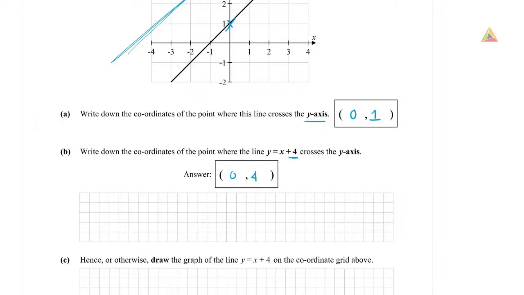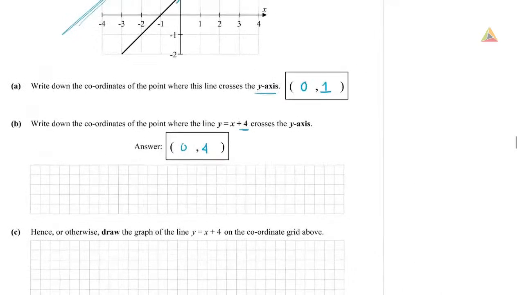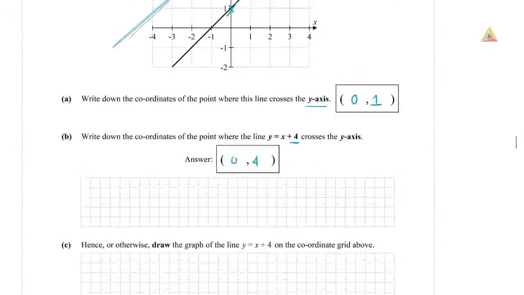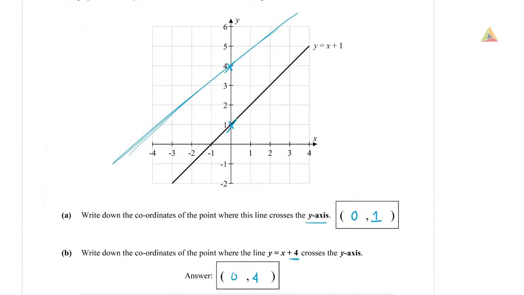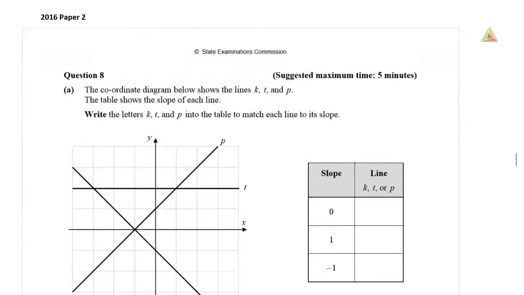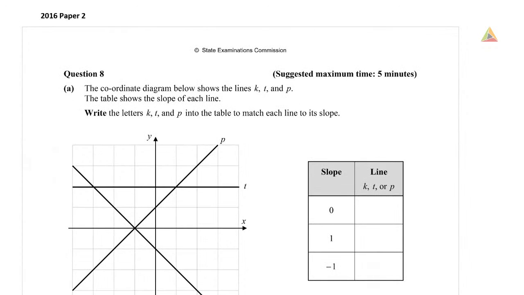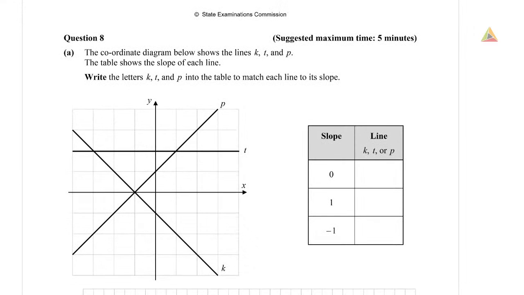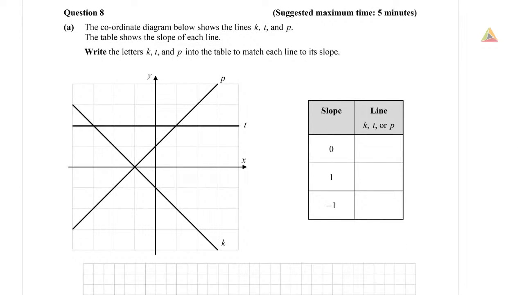Hence, or otherwise, draw the graph of the line y is equal to x plus 4 in the coordinate grid above. I've just drawn a rough sketch of it there, but you'd obviously use your ruler for that. Next question is 2016 paper 2, question 8. Okay, so the coordinate diagram below shows the lines K, T and P. The table shows the slope of each line. Write the letters K, T and P into the table to match each of the lines to its slope.